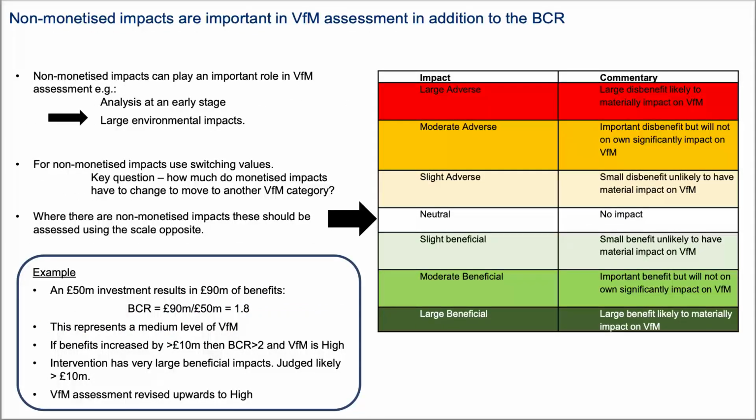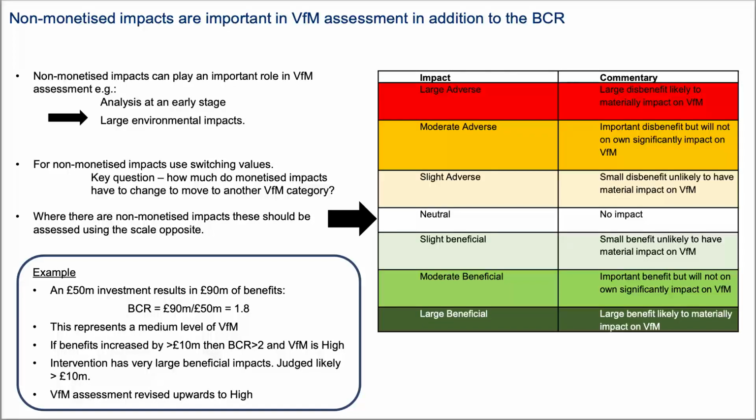Okay, so what we've done is we've tried to be much more consistent in the new guidance about our assessment of non-monetized impacts. So we've introduced a formal approach to assessing them. And what we've done is we've introduced 7 categories, starting at large adverse or large negative or disbenefit to large beneficial or large benefit or positive impacts.